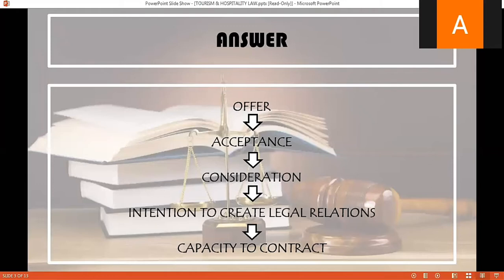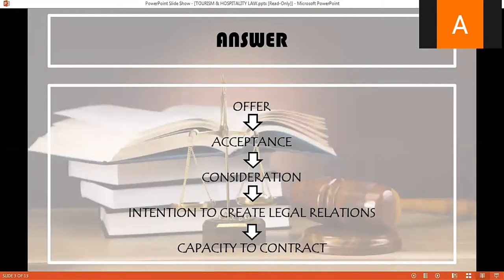The next element of the contract is consideration. Consideration is value for a promise. It needs to be quantified in terms of money. Past consideration is not good consideration. Consideration can move from a third party. Consideration needs to be sufficient. Payment of a smaller sum is not sufficient consideration to discharge a larger sum.